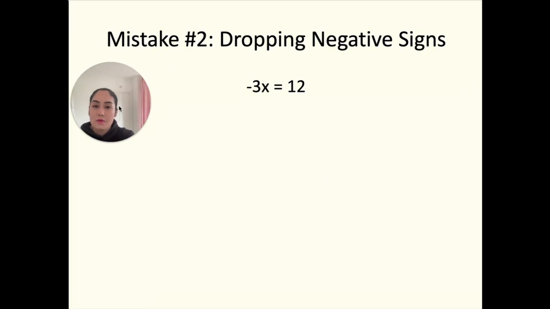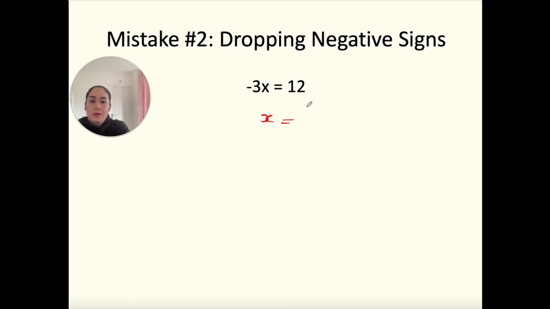The second common mistake is dropping negative signs. So forgetting to deal with that negative sign. If you have minus 3x is equal to 12, the common mistake would be that students would forget that we're dividing by a negative number. So they would divide both sides by 3 and they would say it's equal to 4.